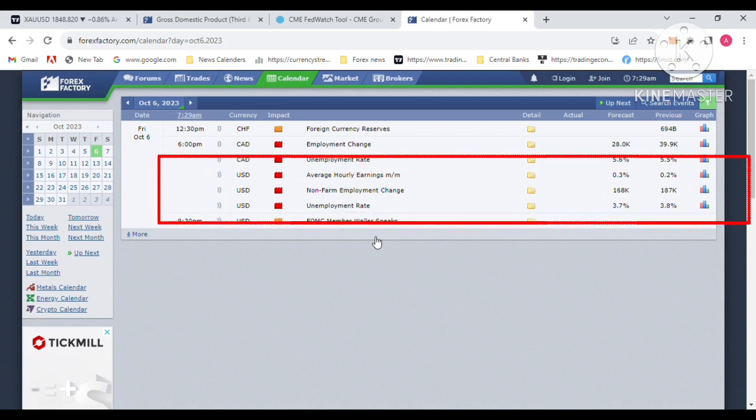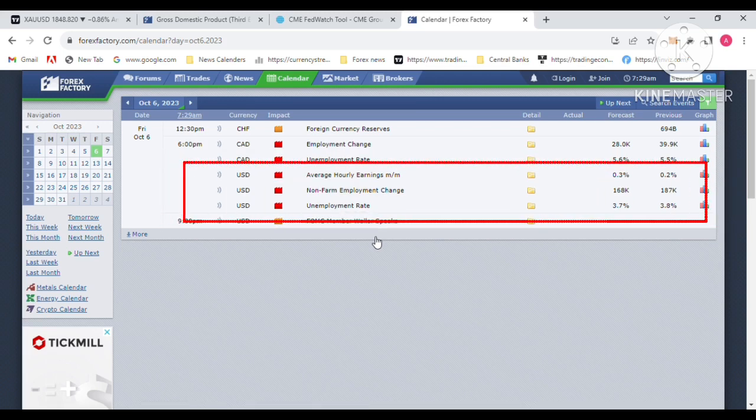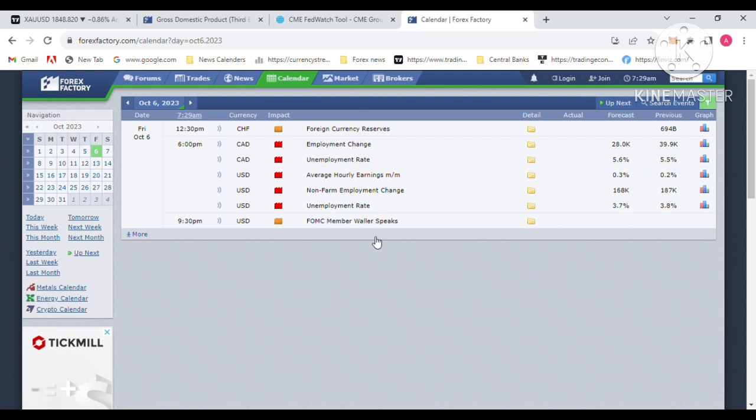Next week the more volatile event is on October 6th, next Friday. That is the non-farm employment change. The previous figure was 187k, and the expectation is for it to drop to 168k. So you will touch on the non-farm employment change, unemployment rate, and also average hourly earnings in next week's economic data if you are trading US dollar pairs like gold.